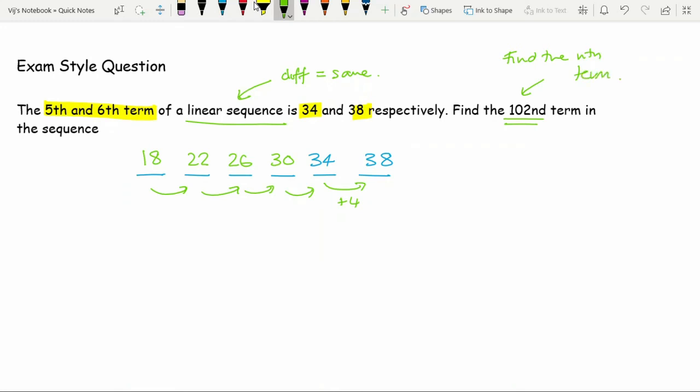So kind of backtracking a little bit, and this is why it's really important. Now, in order for me to find the nth term, to make my life a little bit easier, I need to know what the first term is. And here I've got my 18 as my first term.